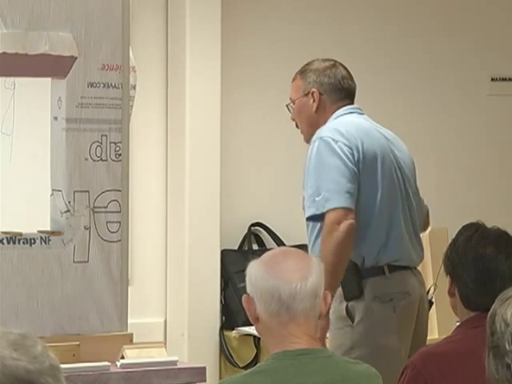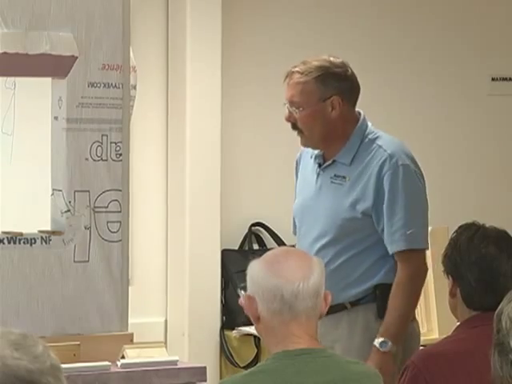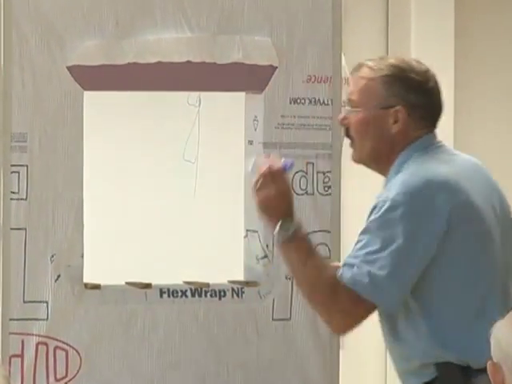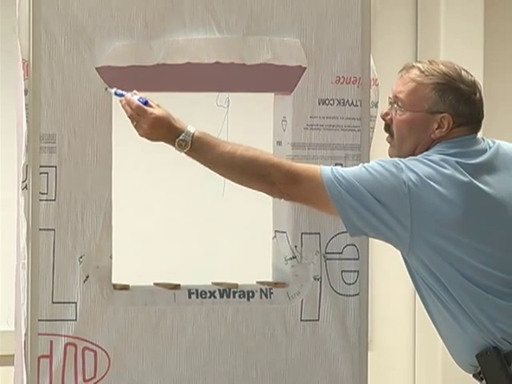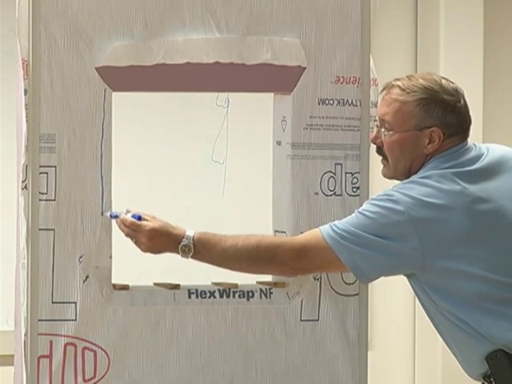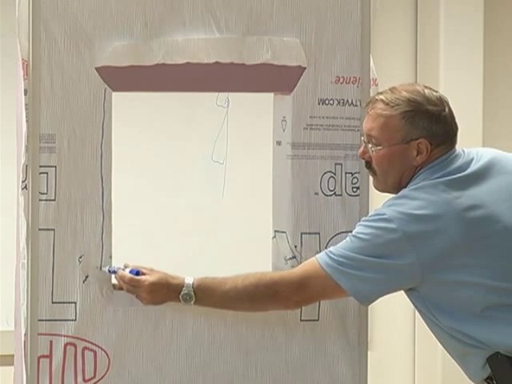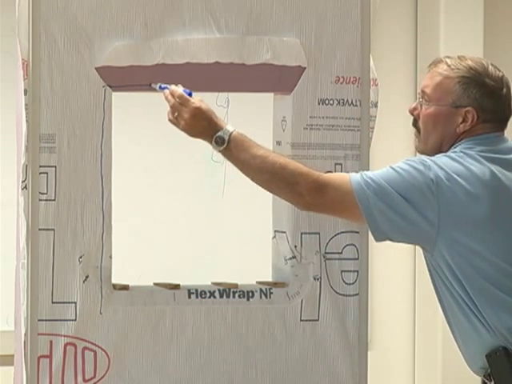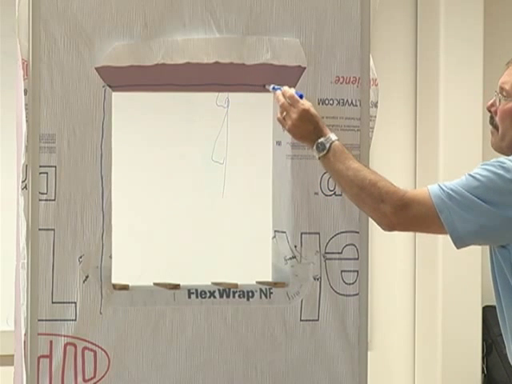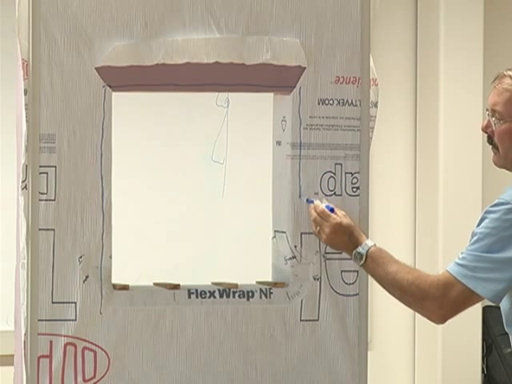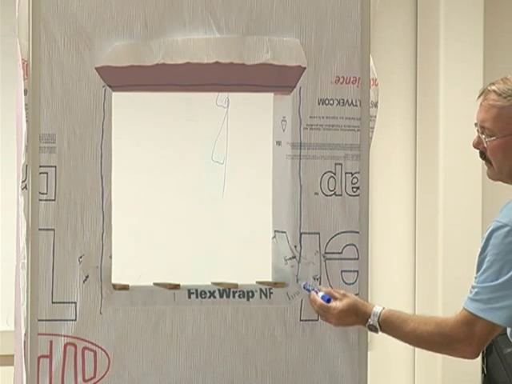But before you put any window in, be it this wood window or be it this clad window with a nail fin, we want to caulk. I'm going to get over here so you folks can see it. We want to caulk down the sides, like so. We want to caulk across the top. And we want to caulk down the side.